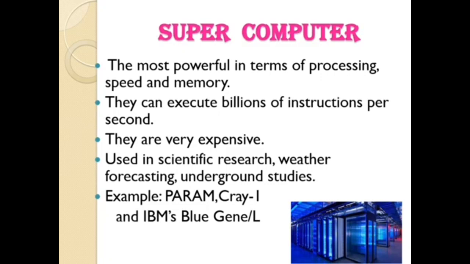Expense wise, microcomputer is less. After that comes mini, then main and super. Supercomputer is very expensive. In the microcomputer only one user can work. In mini computer more than 10 or 20 people can work. In mainframe hundreds of people can work. In supercomputer so many people can work. Okay, so this is the difference between the main, super, mini and micro computers.